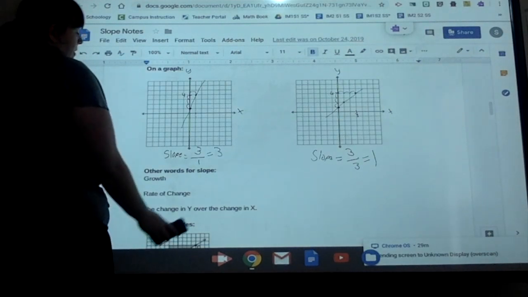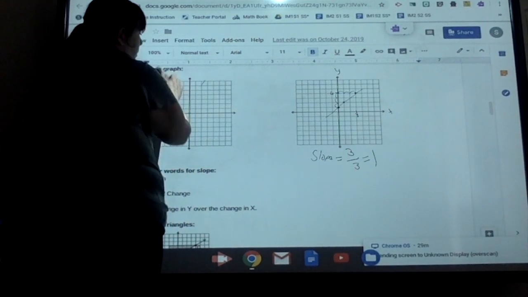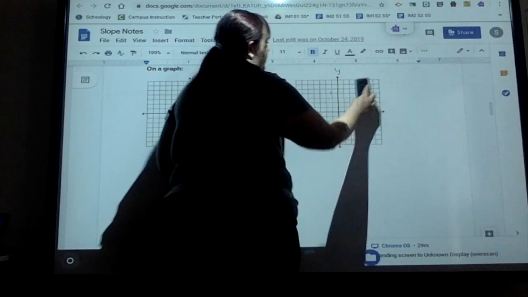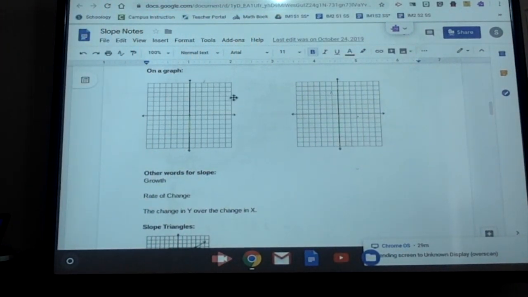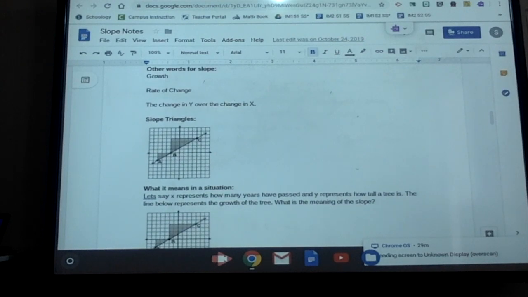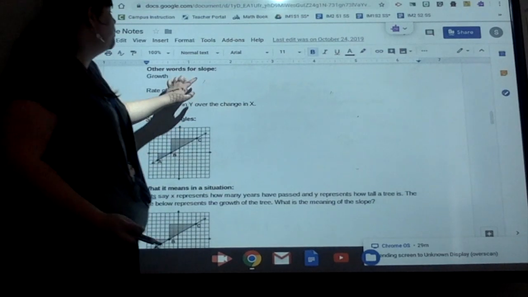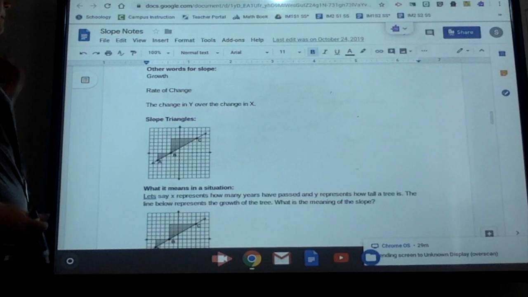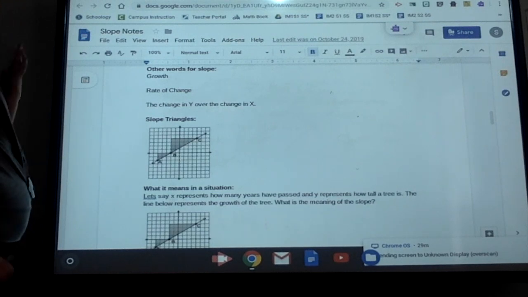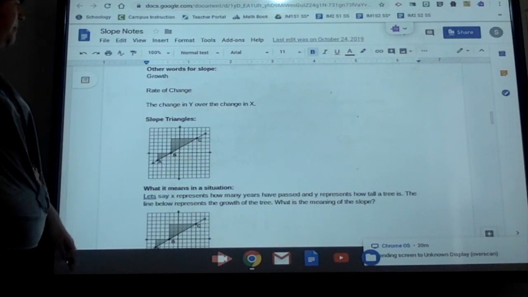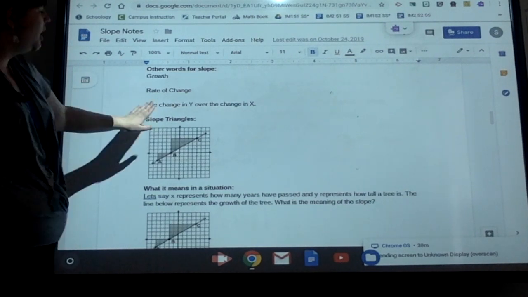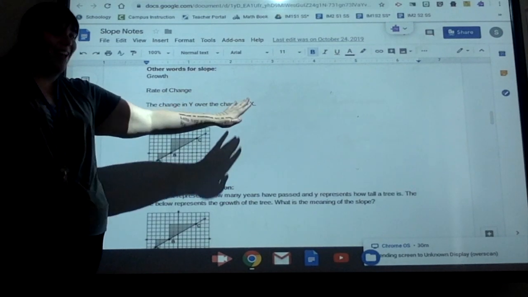So in math, there's tons of other words for slope. Slope is the main one, but they like to use other things. For example, they'll call it growth because it's how much you're growing by. They'll also call it your rate of change because rate means how fast and change is how much you're changing by. So the rate of change, or average rate of change, they also say. They also call it the change in y over the change in x.